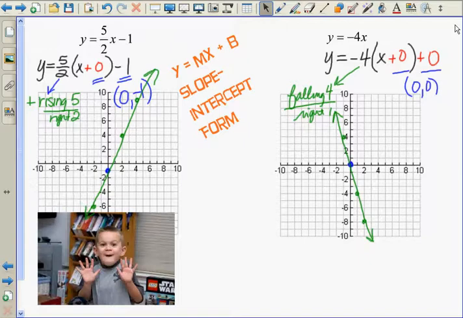Okay, so that is point form, and then slope-intercept form, which is really just point form in disguise.